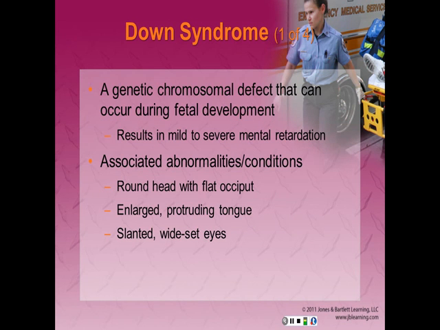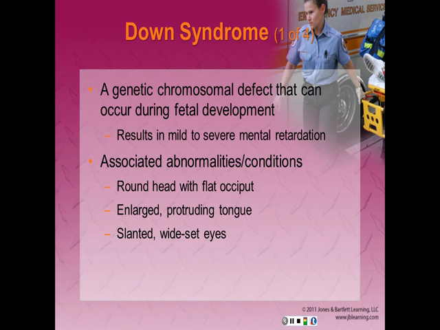The next condition we'll discuss is Down syndrome. Down syndrome is characterized by a genetic chromosomal defect that can occur during fetal development, and it results in mild to severe mental retardation. Some of the risk factors for a Down syndrome child are an increased maternal age and a family history. Some associated abnormalities and conditions include seeing a patient who has a round head with a flat occiput.